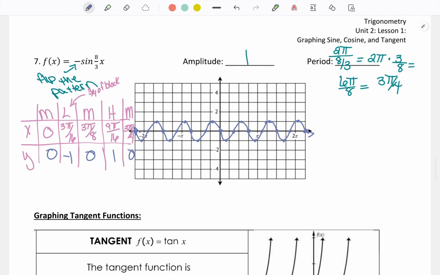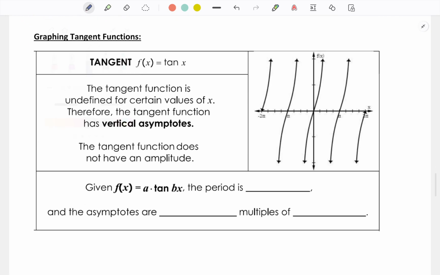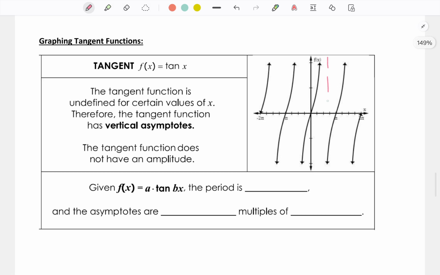All right, so now let's talk about graphing tangent. So tangent can be a little bit different because you don't have those smooth curves as you go through it. So the tangent function is undefined at certain values. If you remember on your unit circle, we were actually undefined at pi over 2 and at 3 pi over 2. And you will see that here in the parent function for tangent, because we have a vertical asymptote here at pi over 2 and then at 3 pi over 2.